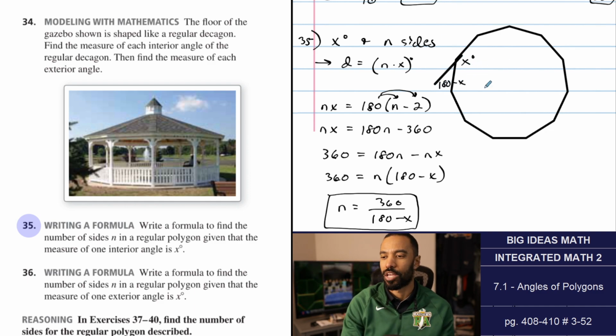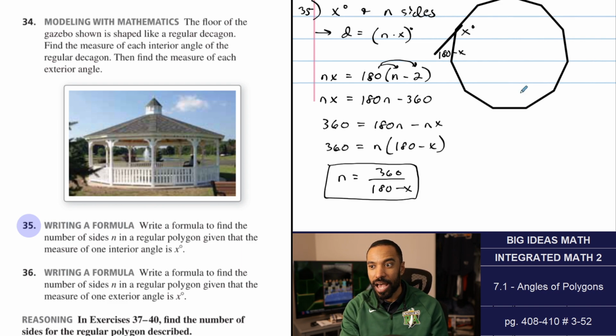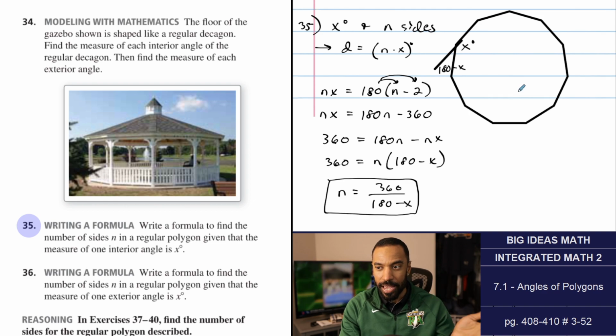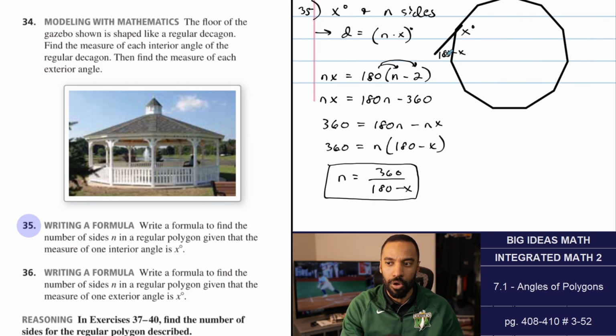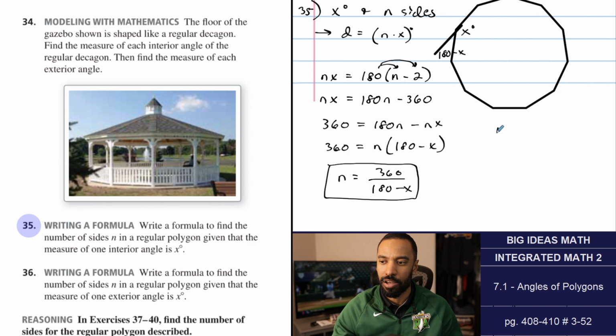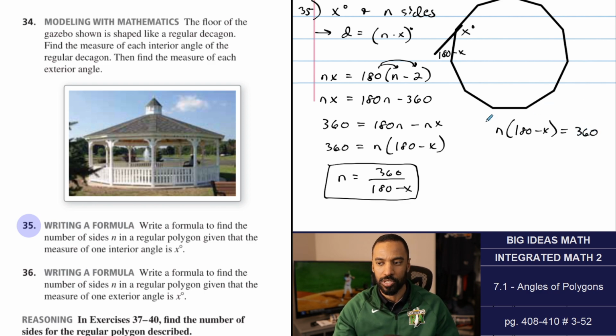So that's 180 minus x. Now, the number of sides is irrelevant in an exterior angle sum, but if I multiply all these by the number of sides, n times 180 minus x, I get 360 because the sum is always 360.